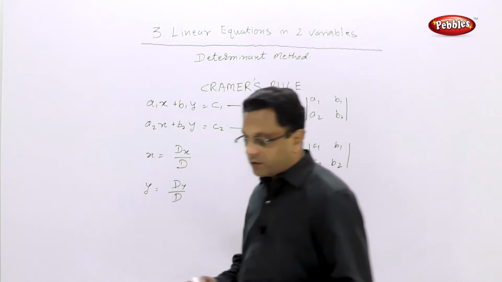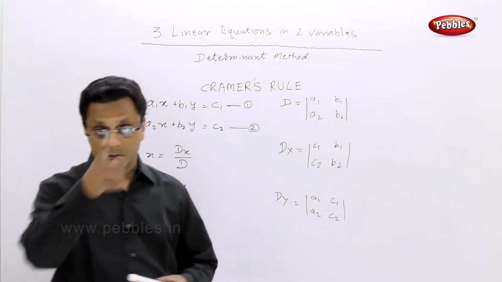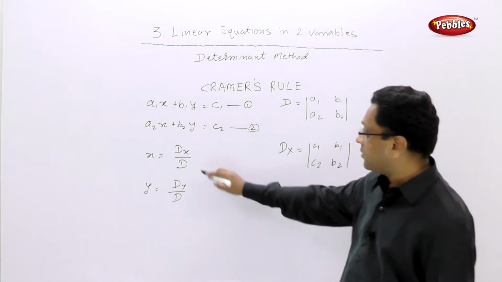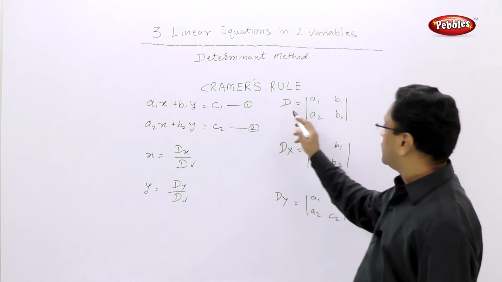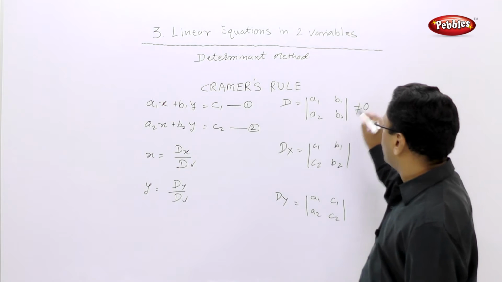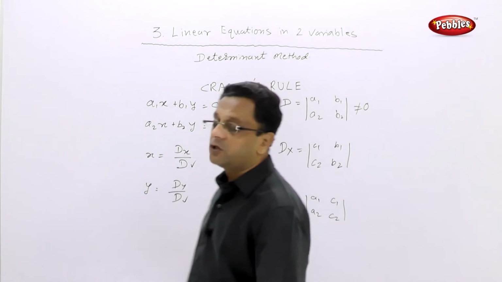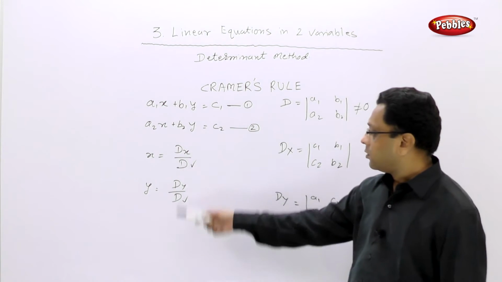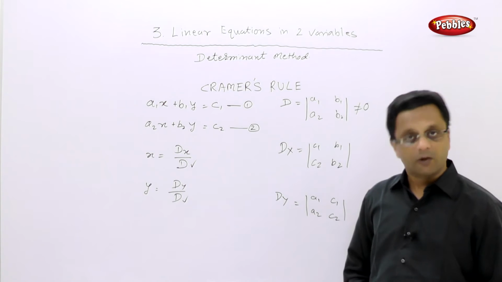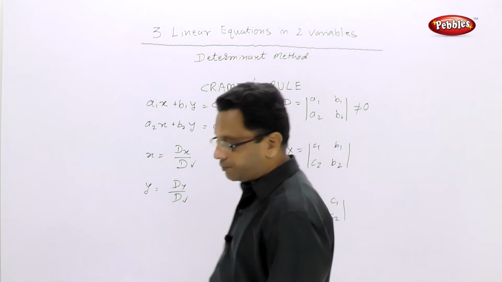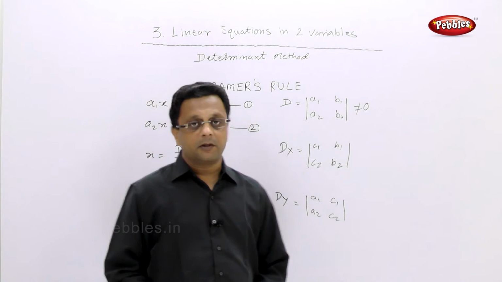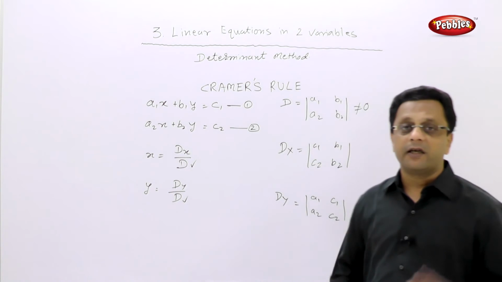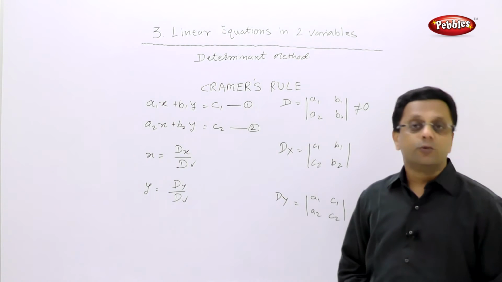Now in this case you must realize that D should not be equal to 0. What will happen if D becomes 0? These two equations become obsolete, right? So D should not be equal to 0. Now let us see how to solve the examples based on this. Initially we'll take some solved examples and then we'll go to 3.2.